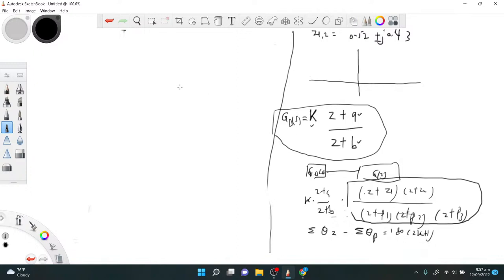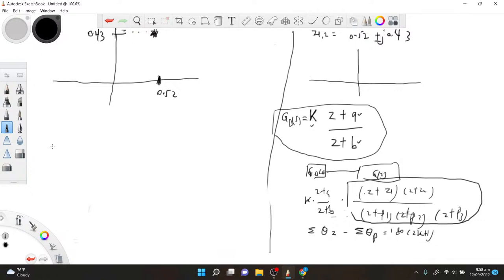So here's what we want to do. Let's draw this. This is 0.52 on the real axis, and here I have 0.43, so I'm having this point here. Now, pay attention. We want to find the angular contributions of the poles and zeros of the plant.